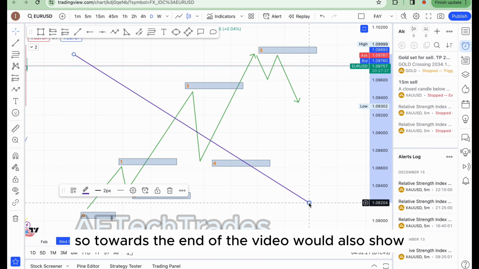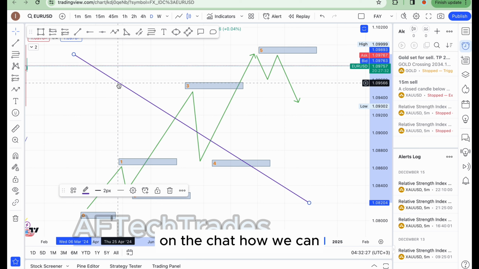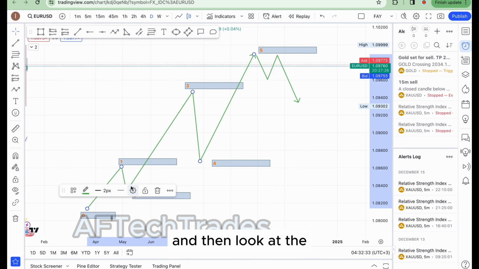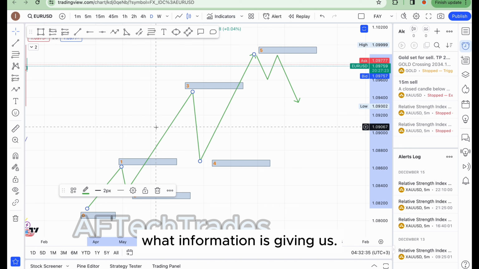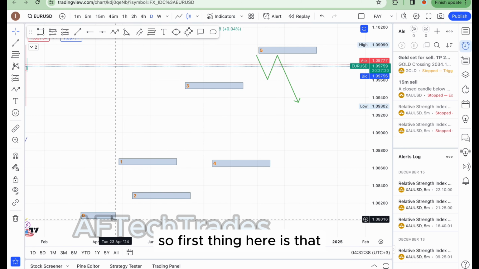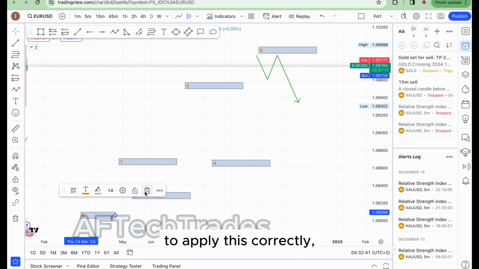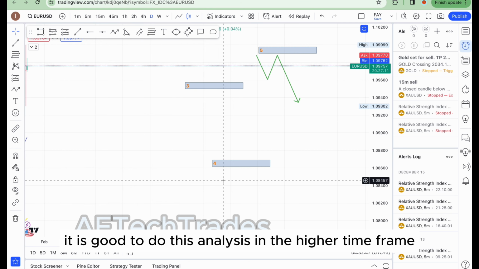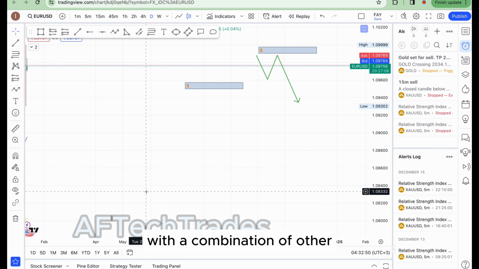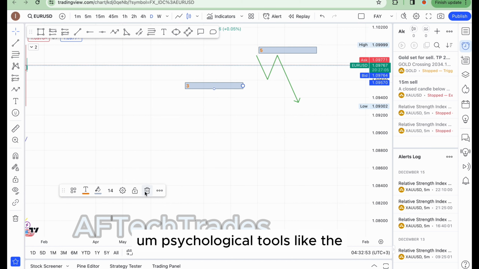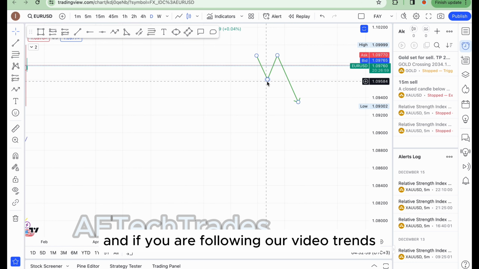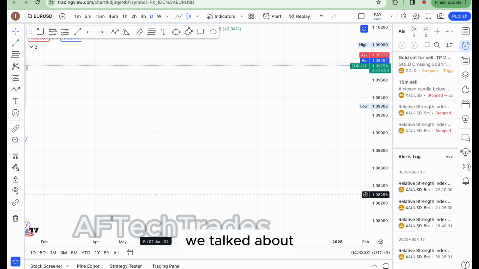Okay, so towards the end of the video we would also show on the chart how we can plot this correctly, and then look at what information it is giving us. So first thing here is that to apply this correctly, it is good to do this analysis in the higher time frame with a combination of other psychological tools like the Fibonacci retracement.